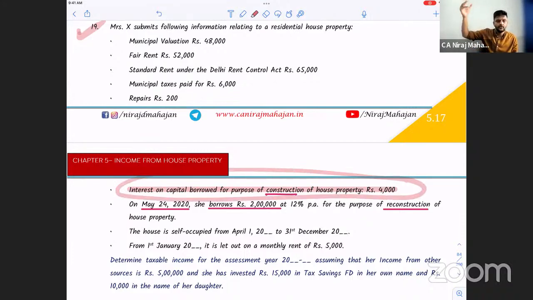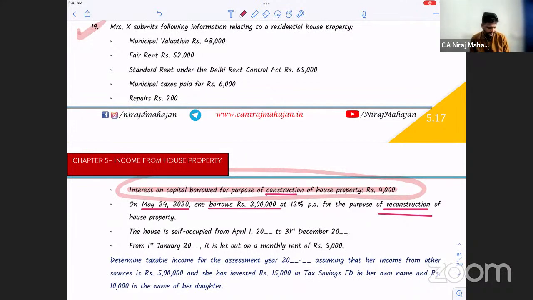Construction. Obviously, when there is construction, after that only there will be some reconstruction. Are you getting my point? So she has taken one more loan, but when? 2020. No issues. For reconstruction. Basically, house property is there, no problem. The house is self-occupied, so it will not be a concept of pre-construction interest or pre-construction period, because house property is there. We are not doing a case of demolition of property, etc.